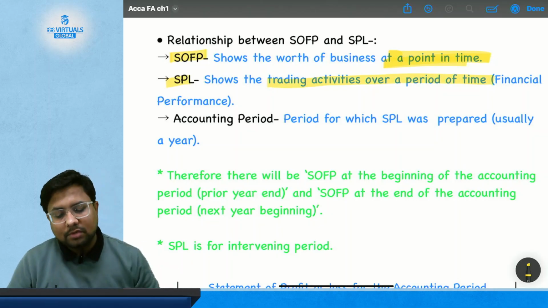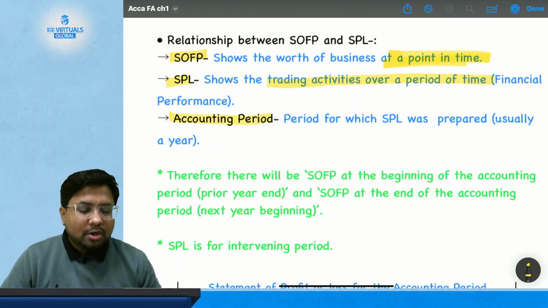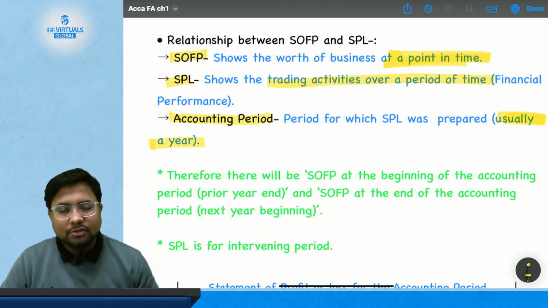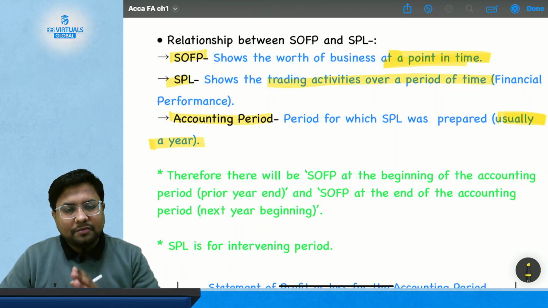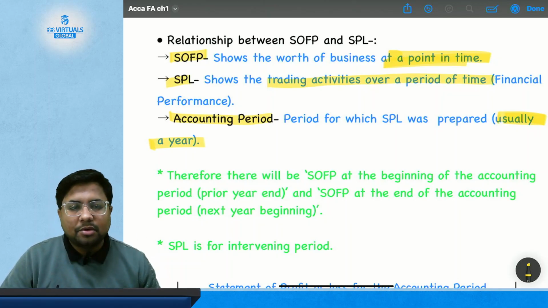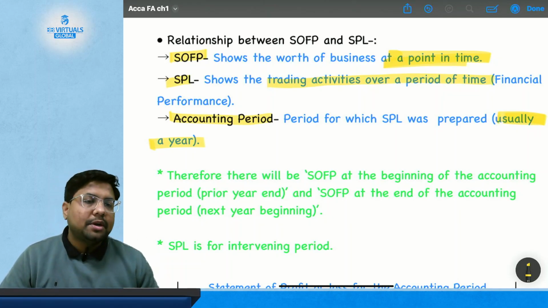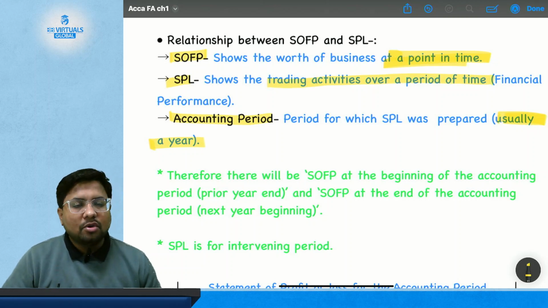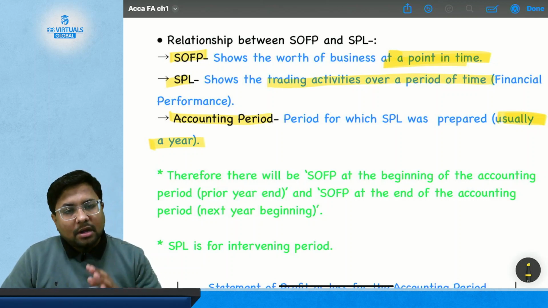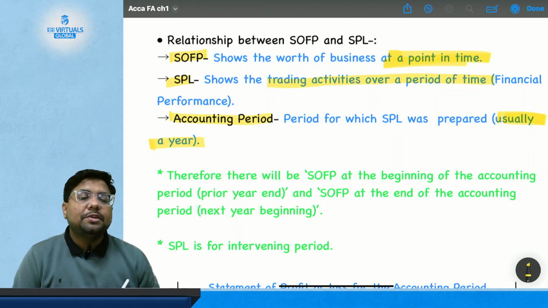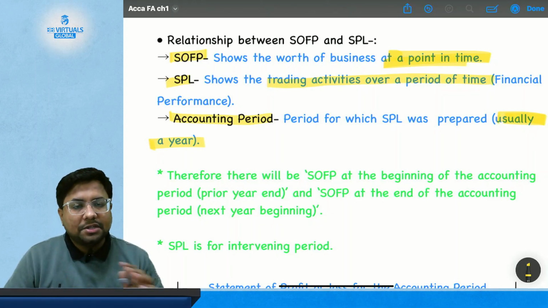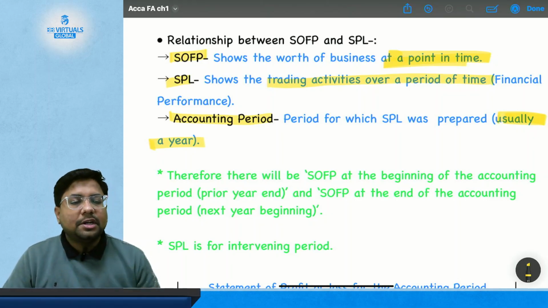Okay, now comes what is an accounting period. An accounting period is usually a year. Suppose my financial year starts from 1st of January, so 1st of January to 31st of December will be my accounting period. But if I started my business only in the month of May, my accounting period for that year will be from May to December, because my business was not in existence on 1st of January. I only started my business in May.